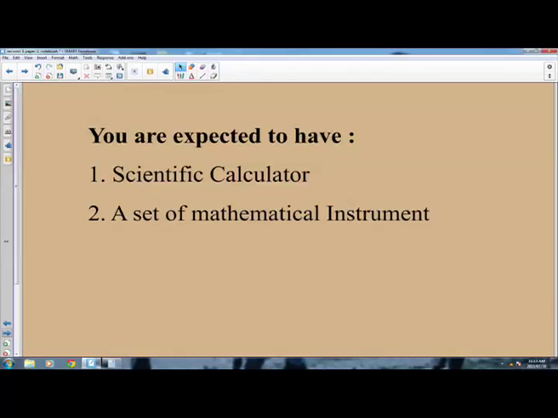And then 2, a set of mathematical instruments. Also in this paper, you are expected to bring a set of mathematical instruments. Now let us continue with our discussion. And then how do we discuss this paper? We are going to look at the revision questions.